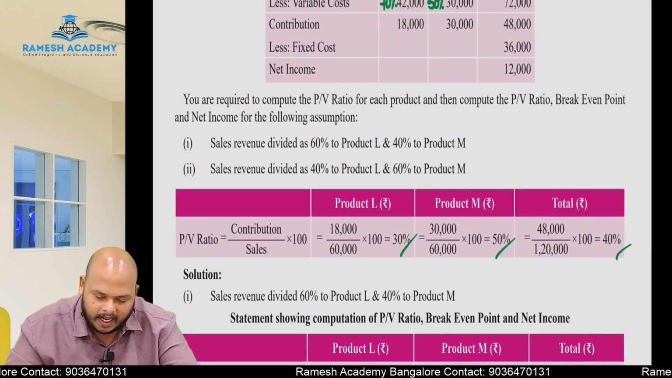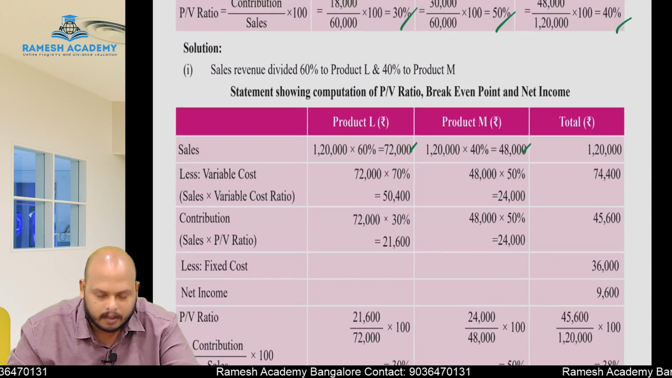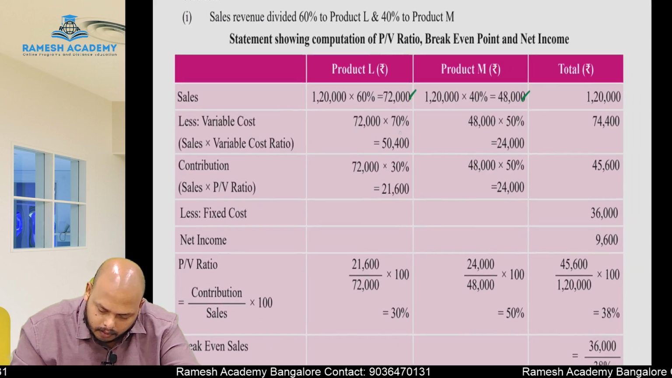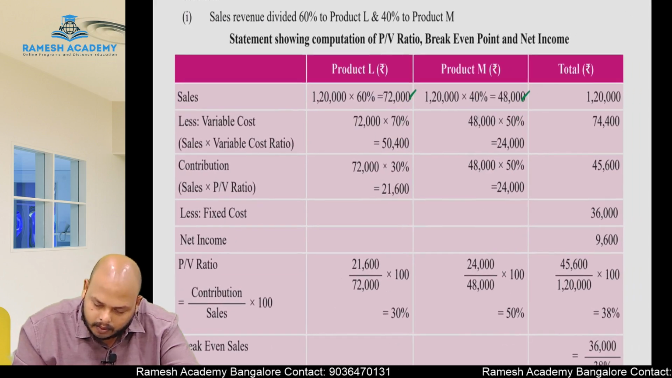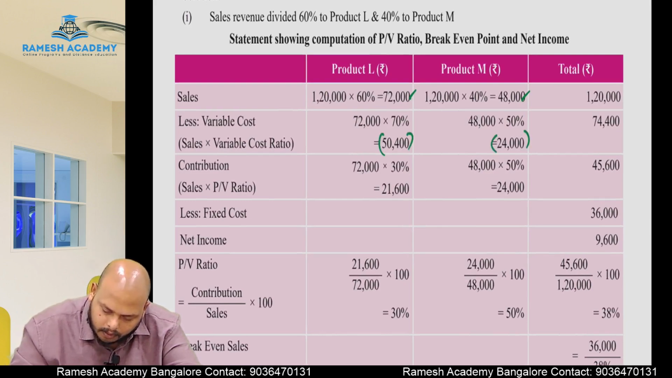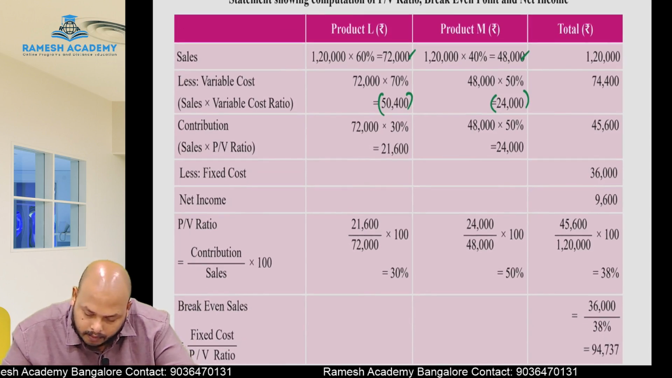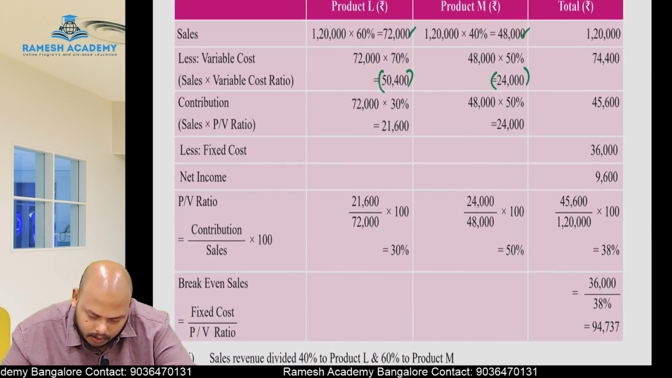Why? Already we calculated a percentage. What is the percentage on sales variable cost? 70-50. That's what we have to take here. 72,000 into 70%, 48,000 into 50%. Okay? 50,400, 24,000. So sales minus variable cost is what? Contribution. 21,600, 24,000. Okay?